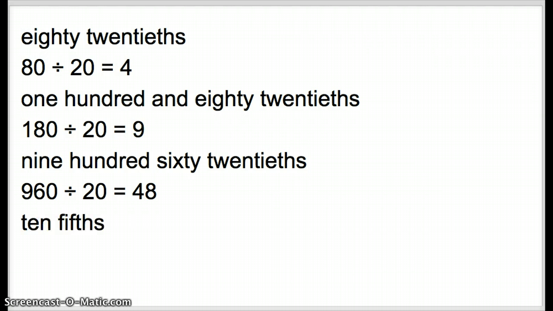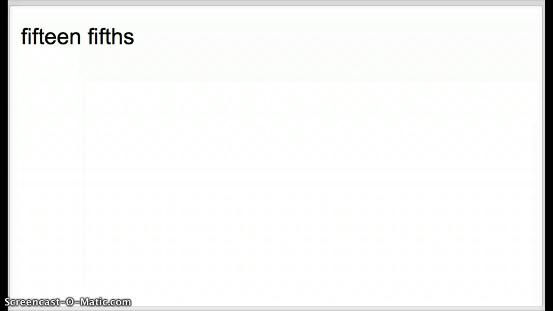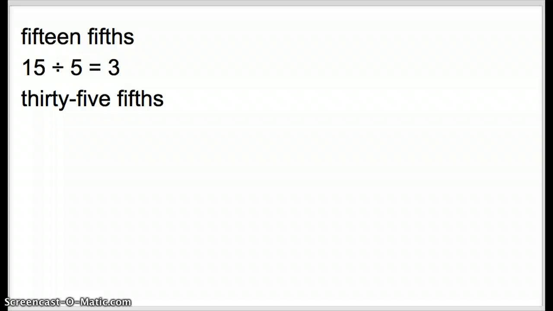10 fifths. Everybody should be able to do this one fairly quickly. Everyone should be able to say 10 divided by 5 equals 2. 15 fifths. Again, this one should be pretty quick. You should all be able to say 15 divided by 5 equals 3. 35 fifths. Another one that should happen fairly quickly if you know your division facts. 35 divided by 5 equals 7.